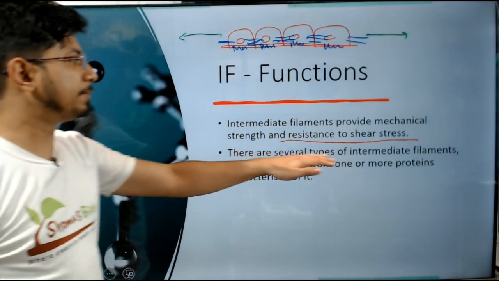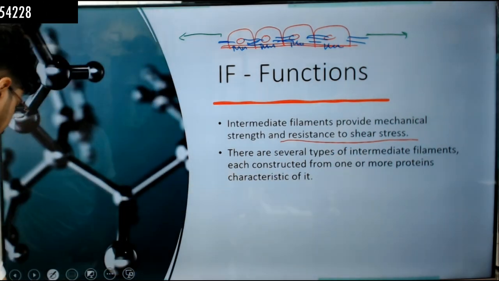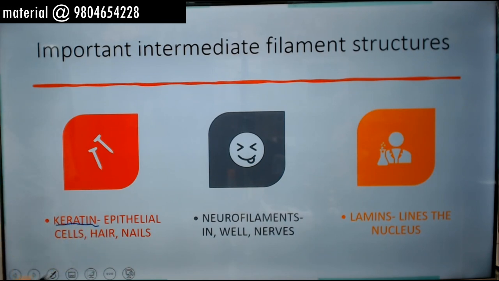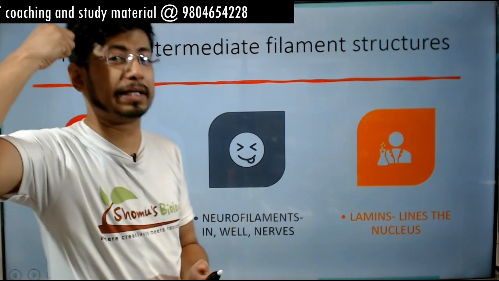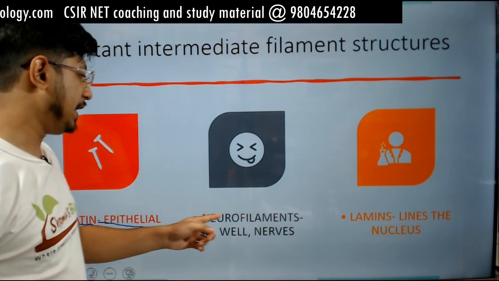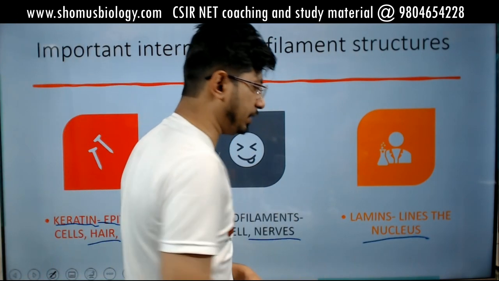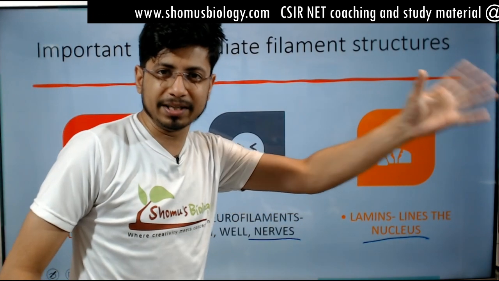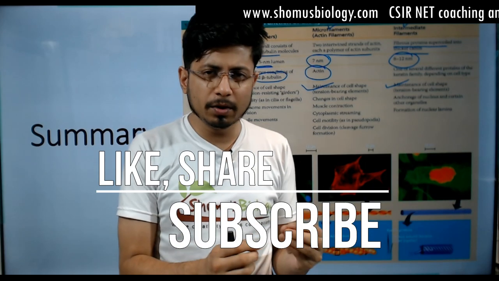There are several types of intermediate filaments, each constructed from one or more proteins. So the important intermediate filament structures: keratin, which is present in epithelial cells, hairs and nails, and we know how strong our hair is, how strong our nails are, because of this immense tensile strength. Neurofilaments are present in nerves, and lamins are present in the nucleus. We have discussed these three different components, and we have discussed the nuclear lamins in the nucleus structure and function lecture. You can watch that separately, and you will learn something new from this video.